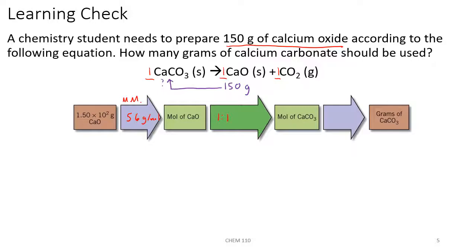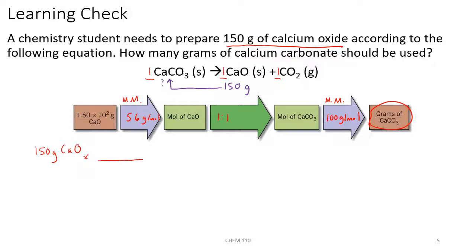From there, we'll need our molar mass of the calcium carbonate in order to convert to grams of calcium carbonate. So we would have to calculate this. Our molar mass of calcium carbonate should be calculated to be about 100 grams per mole. And that'll get us into the correct units of our final answer. So we want to start with the number we were given in the problem, which is our 150 grams of calcium oxide.